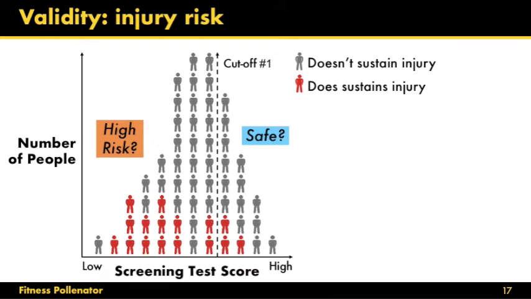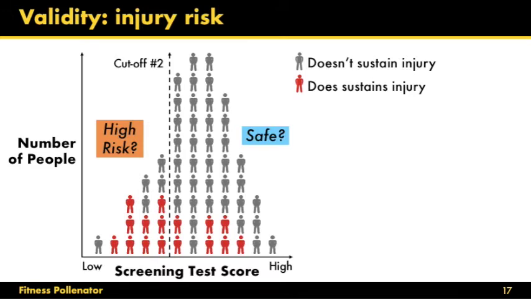In a perfect world, all of the red people would be to the left of the line, and all of the gray people would be to the right of the line. But as you can see, there's a lot of overlap, reds and grays on both sides. So these are false positives and false negatives. What if we move the cutoff a little bit to the left? As you can see, it doesn't solve the overlap problem. What the researchers will tell you, though, is that you're at an elevated risk of injury if you score below the cutoff. And this is true, but what they don't tell you is that there are all these false positives and false negatives.